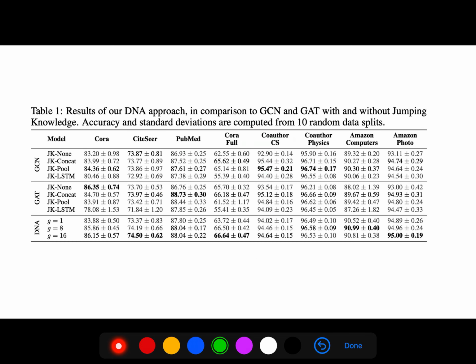So they did experiments on datasets like Cora, Citeseer, and PubMed, and they compared different types of models, some based on GCN, graph attention, and the proposed method.